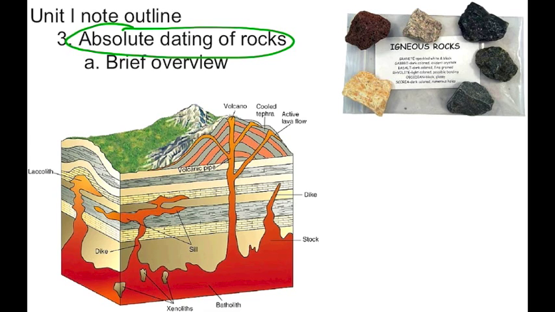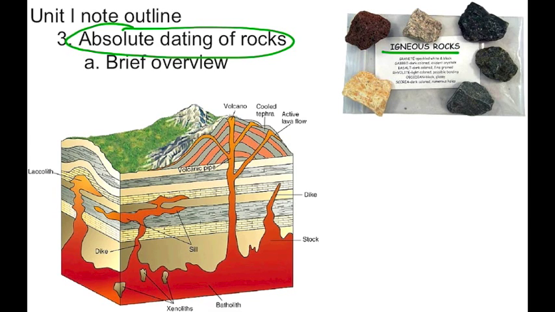So first thing you need to know is this. You can really only use radiometric dating or radioactivity, such as uranium to lead decay, for things like igneous rocks. Okay, so over here to the right are some igneous rocks.